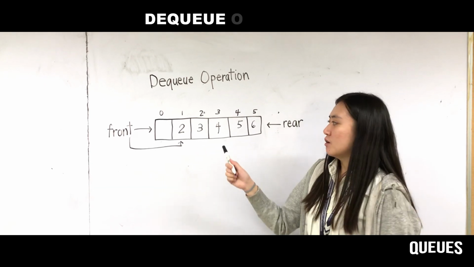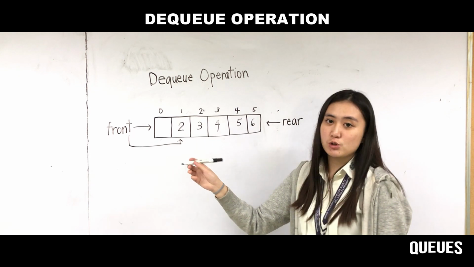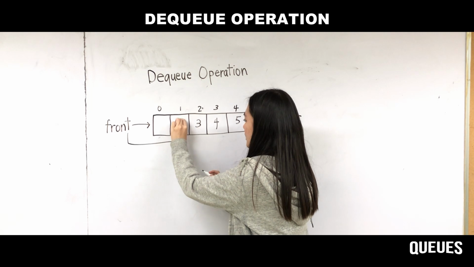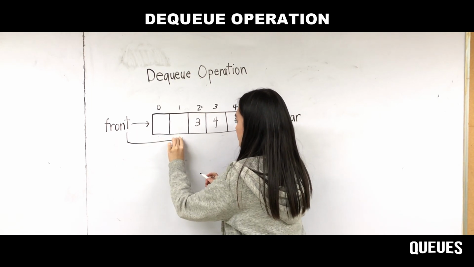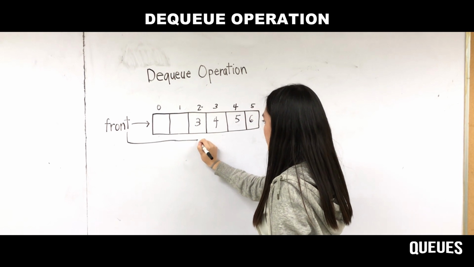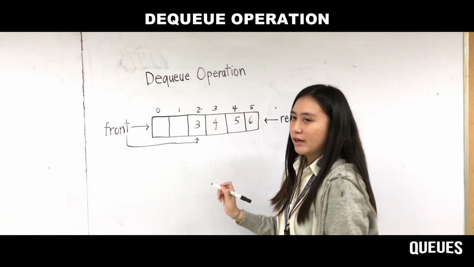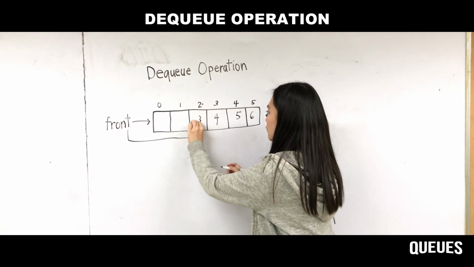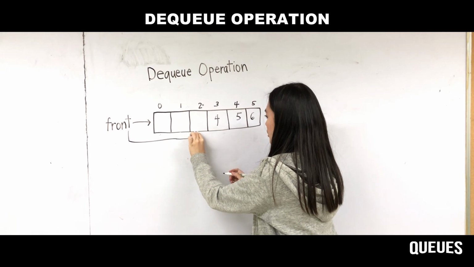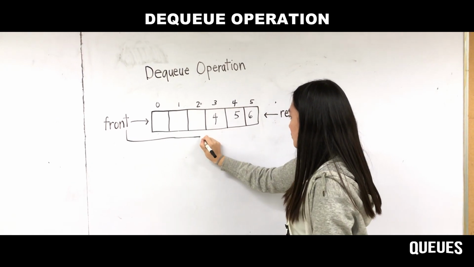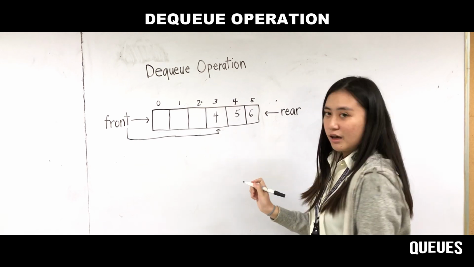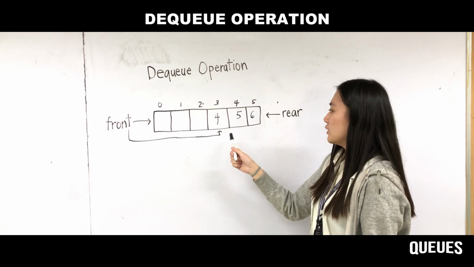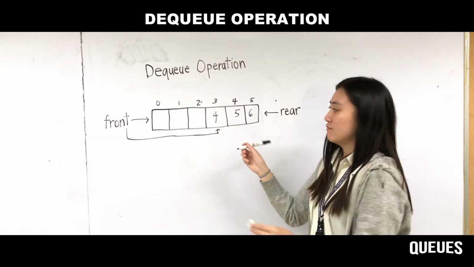After deleting the first element, we will now proceed to the second element, which is 2. We will be deleting 2, and the front will now move on to the next element. After that, the element that will be deleted will be 3, and the front will move on to the next, which is 4. After that, the next element to be deleted will be 4, and the front will now move to the next element, which is 5.